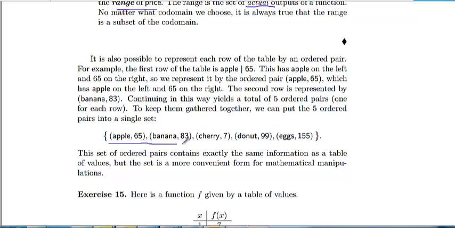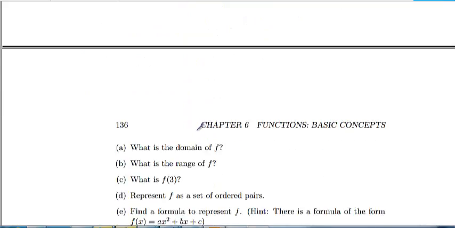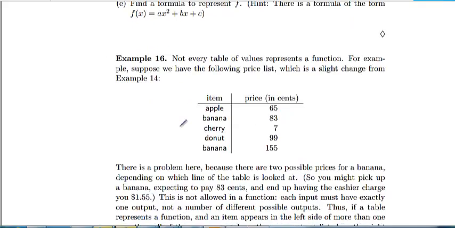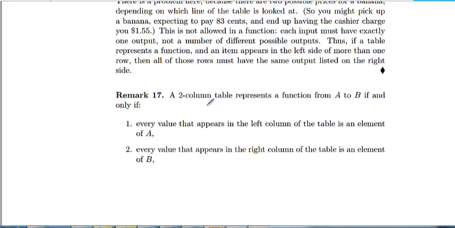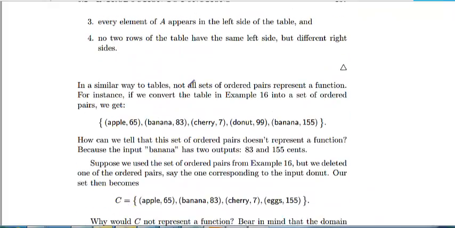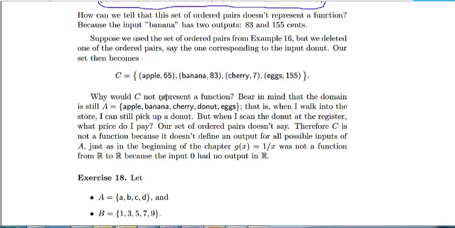We could represent a function this way in terms of ordered pairs, where the input is the first in the pair and the output is the second in the pair. Or we could represent it as a table of values. Okay, so there are some cases where a list is not a function, so you can work through this and see what the necessary conditions are for such a list to represent a function. All right, in this case, here's another example where this set of ordered pairs does not represent a function, and you can investigate why.